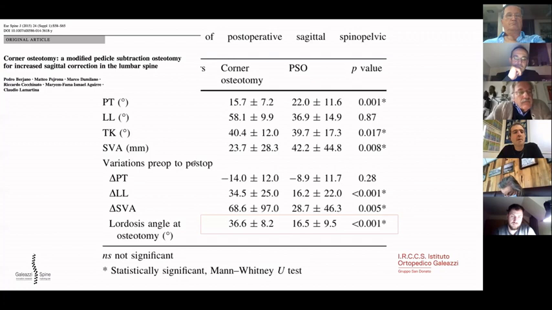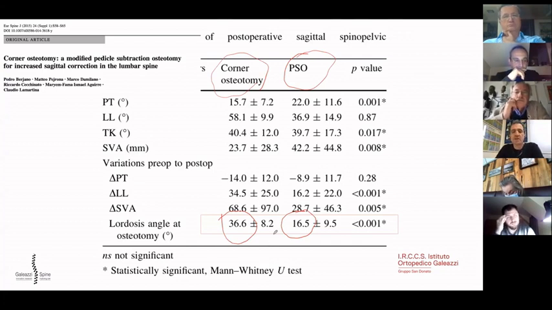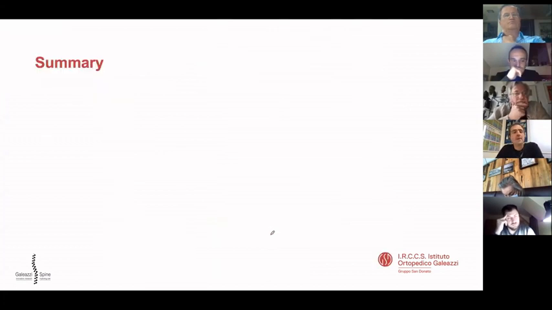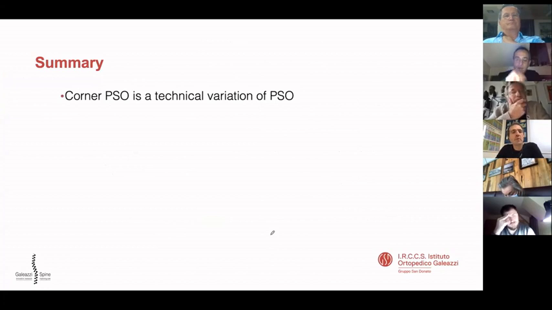So these are some numbers about the comparison between corner osteotomy and usual or standard PSO. And the most important finding is that in our series, corner PSO increased by almost 20 degrees the amount of correction that we got at one single level, which was very significant. So in summary, corner PSO is a technical variation of PSO. It's a closing-opening osteotomy. And for that reason, you can increase the amount of correction at a single level.